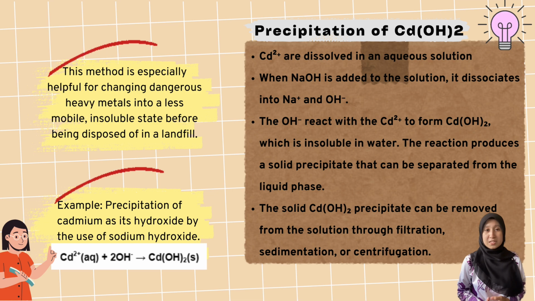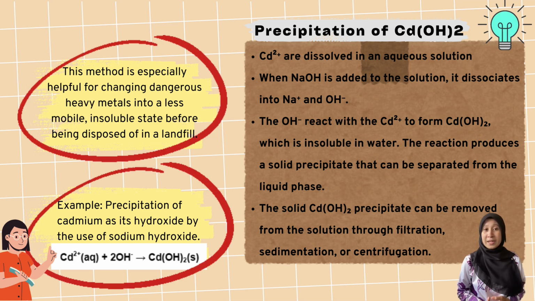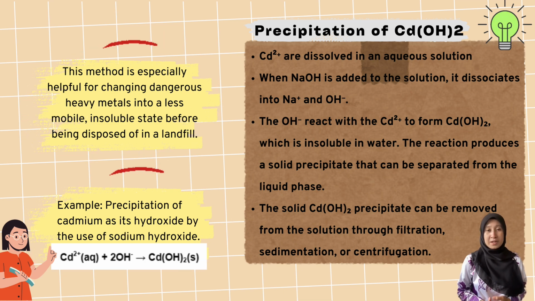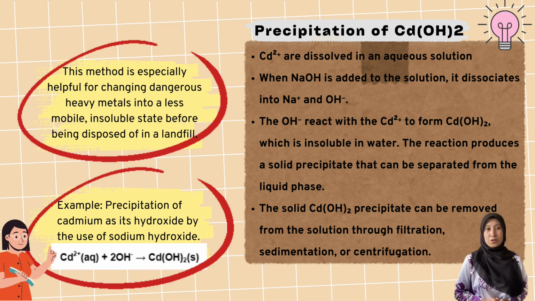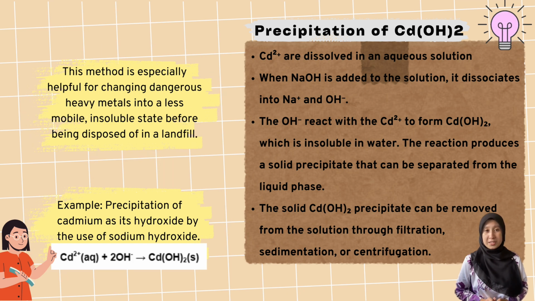The hydroxide ions react with the cadmium ions to form cadmium hydroxide, which is insoluble in water. The reaction produces a solid precipitate that can be separated from the liquid phase. The solid cadmium hydroxide precipitate can be removed from the solution through filtration, sedimentation, or centrifugation.